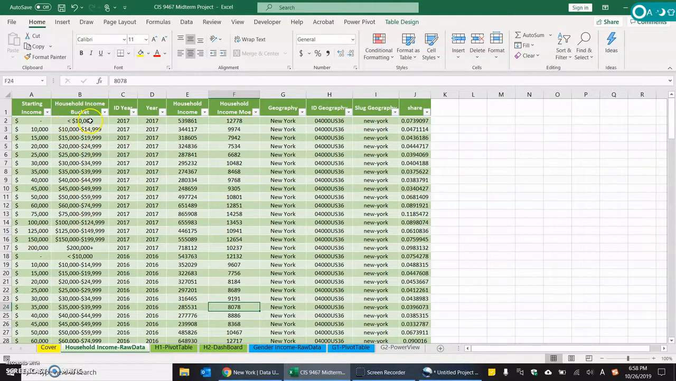Anyone who earned less than 10,000 has the starting income of 0, and anyone who earned more than 200,000 has the starting income of 200,000. And I created a few pivot tables using the data here, and all the pivot tables are in the next page.